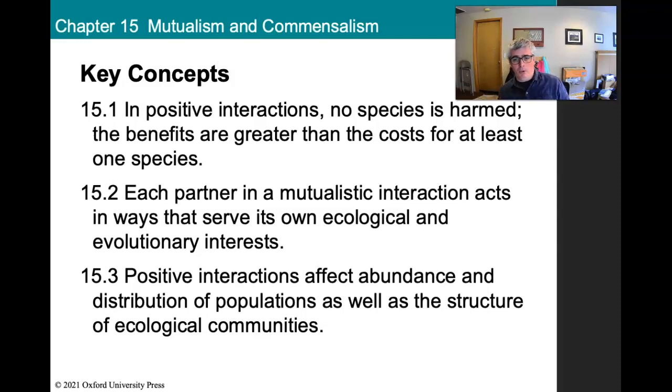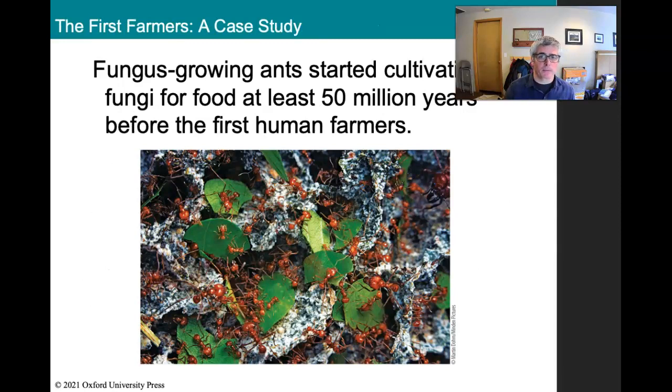Each partner in a mutualistic interaction acts in ways that serve its own ecological and evolutionary interests. So the environment is not altruistic. Unless there is a direct benefit, organisms are not going to engage willingly in an interaction. And positive interactions affect the abundance and distribution of populations as well as the structure of ecological communities.